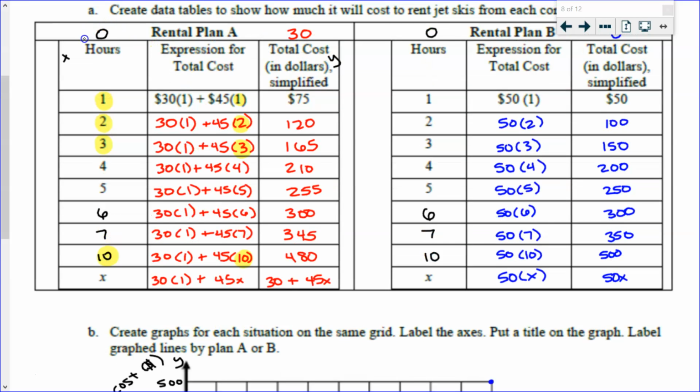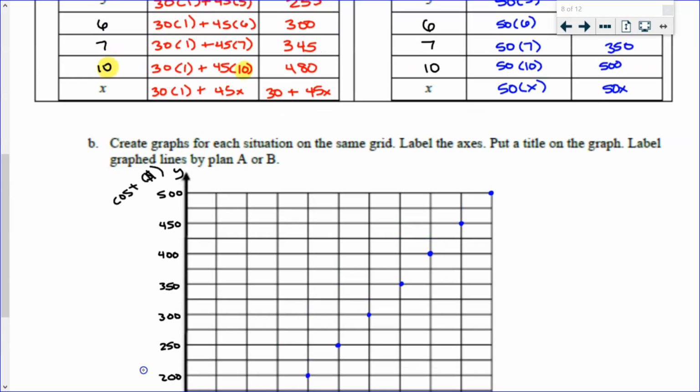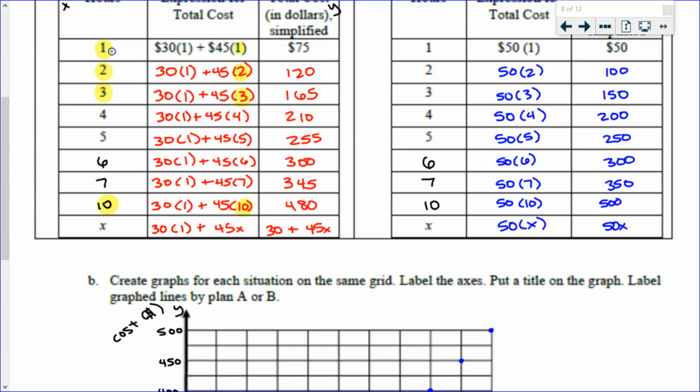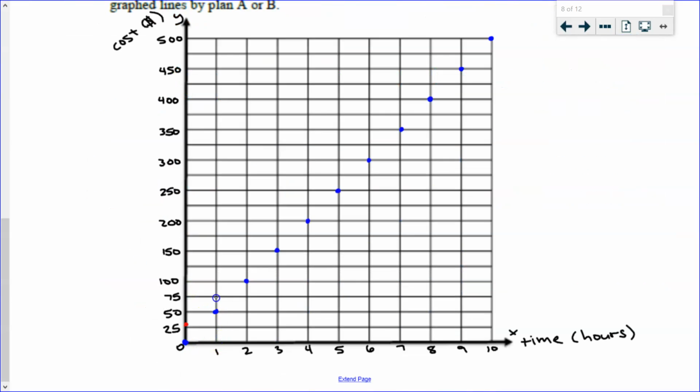Let's look at this first point. Over 0 for 0 hours. How much am I still paying with rental plan A? Nope, $30. So that's going to be the first point I graph. Over 0 and up. Now there isn't a 30, but there's a 25. So I'm going to go a little bit higher than that 25. And that, Jada, is another reason why it would be better to count by the 25s. It just gives me a little bit more precision when I'm trying to graph some of those weirder points. The next one, and then I'll be quiet, over 1 and up 75. Over 1, up 75. The rest of them, go ahead and graph on your own. I'll graph them quietly.